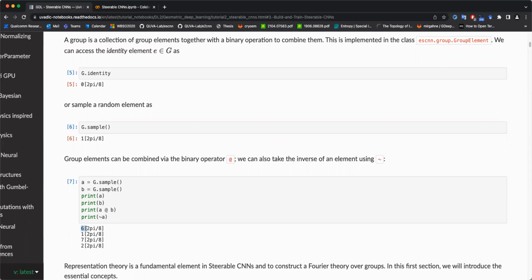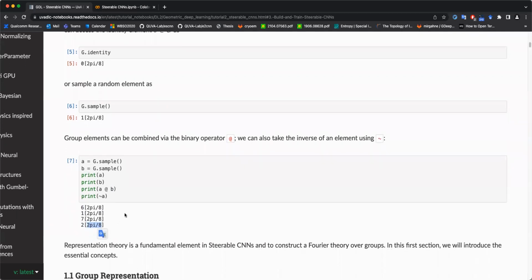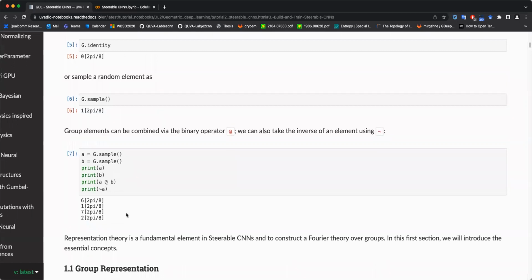So for example, the inverse of 6 is 2. You can verify that if you rotate by 6 times this rotation and then 2 times this basic rotation, you get again the identity. So you go back to the starting point. So yeah, that's pretty much what we need to know for groups. Just a brief recap of what a group is. And the rest is going to be about group representations.